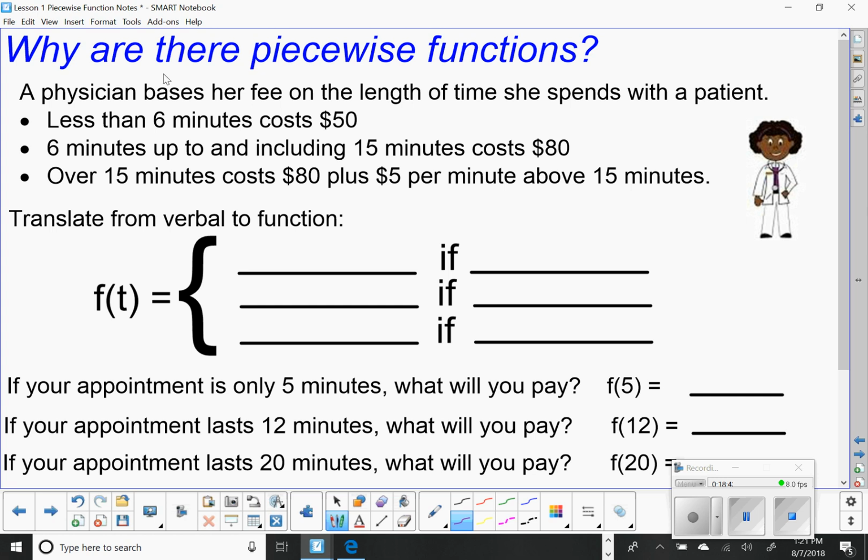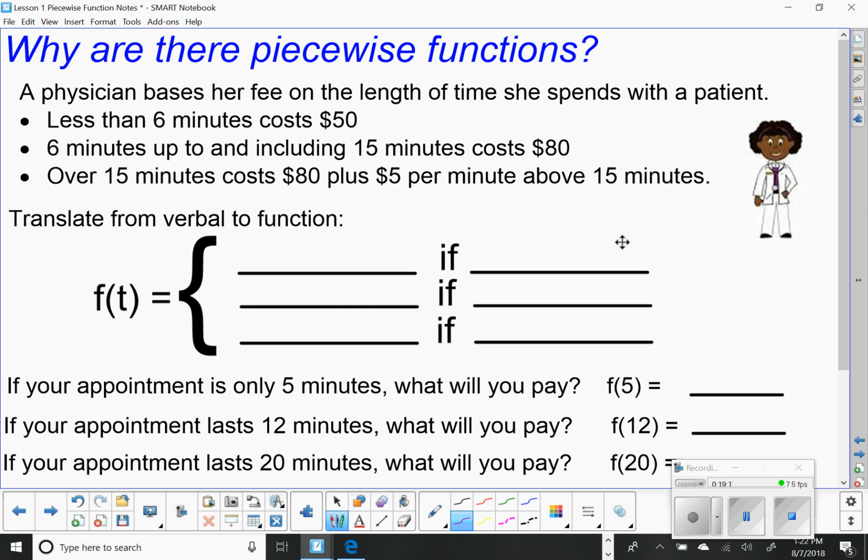Okay, why are there piecewise functions in the world? Just to make life miserable? No, lots of things are piecewise. Let's look at some examples. So, a physician bases her fee on the length of time she spends with a patient. If she's with you less than 6 minutes, it's only going to cost you $50. If she's with you for 6 minutes up to and including 15 minutes, it's going to cost you $80. Over 15 minutes will cost $80 plus $5 per minute above 15 minutes.